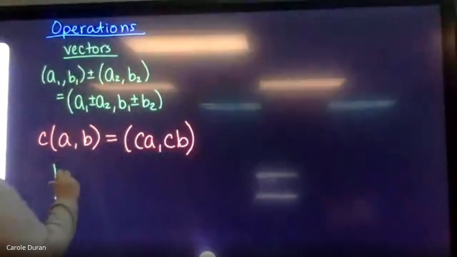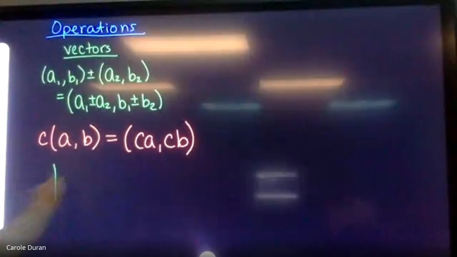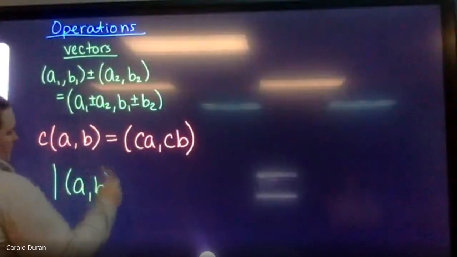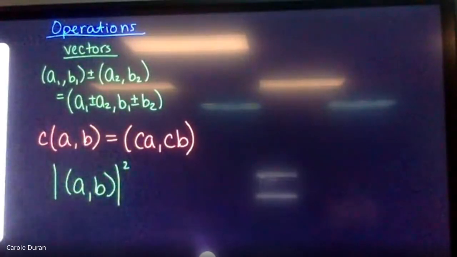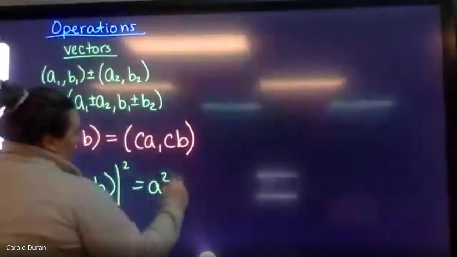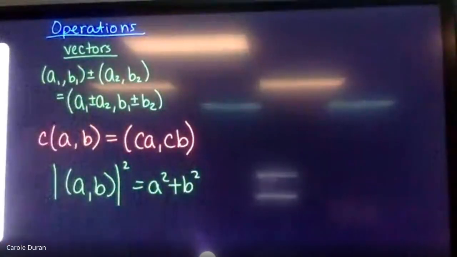This is review, correct? Yes, this is review. I can also square the magnitude of a given vector, and this comes out to be my a squared plus my b squared. So this is a nice little review.